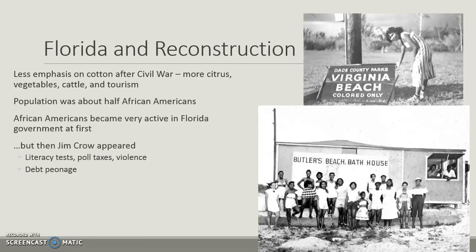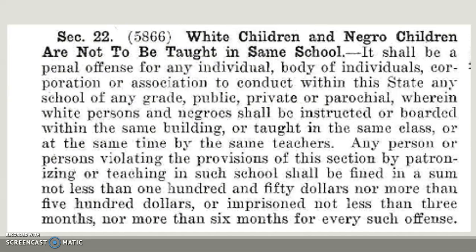We've got beaches. The one up top is from Miami. These are both, I think, in the Miami area. No, Butler Beach is Jacksonville, I believe. But you're going to have separate facilities. So whites and blacks couldn't go to the same beach. You had separate beaches, separate bathing houses, places to change, bathrooms. So Florida had the same laws that the rest of the South had.